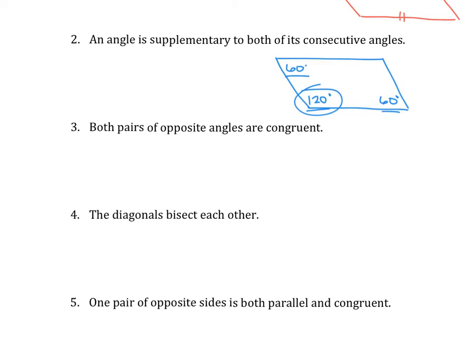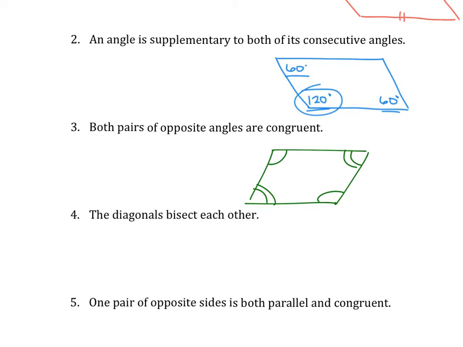Third one: a figure is a parallelogram if both pairs of opposite angles are congruent. So if you got a picture where I tell you this angle is congruent to that angle, and this angle is congruent to that angle, as long as we know that information, either with numbers, maybe they give you 120, 120, 60, and 60, that's a parallelogram, or they just mark them congruent. You don't even need to know the values. We still know that's a parallelogram.